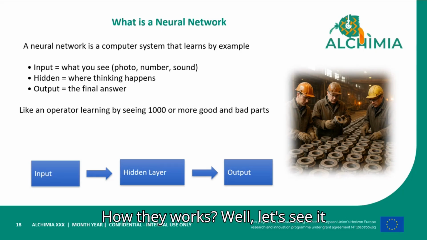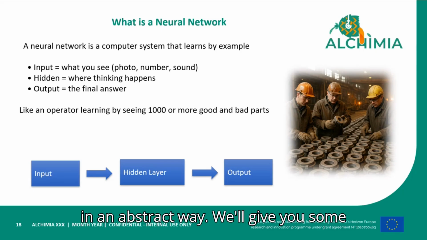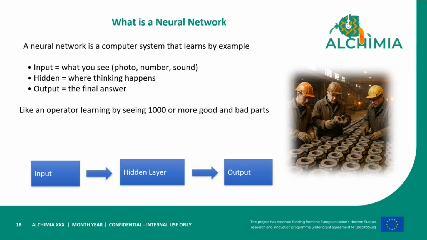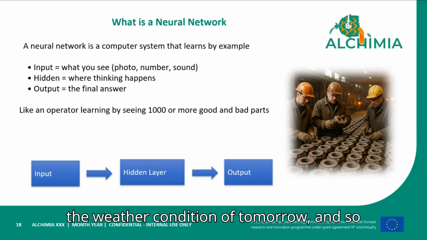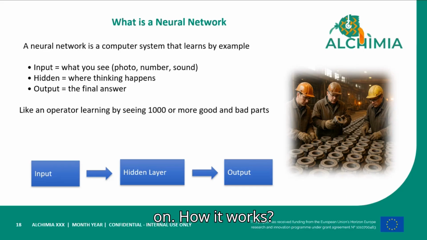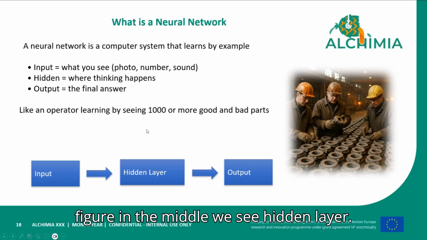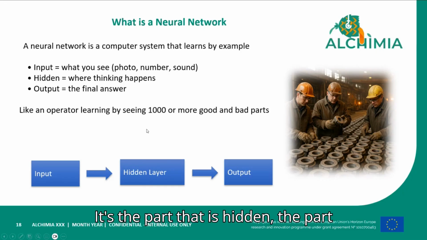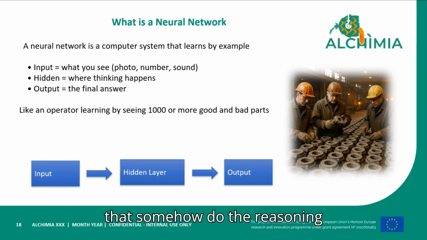How do they work? Well, let's see it in an abstract way, with some simpler examples, rather than showing some mathematical equations at the end. So we have some input data, and we would like to calculate some outputs. What are the outputs? Some answers, some classifications, or some values, some forecasts, the weather condition of tomorrow, and so on. How does it work? Our network is in the figure in the middle, where we see the hidden layer. It's the part that is hidden, the part that somehow does the reasoning.